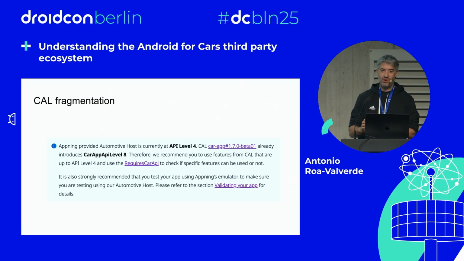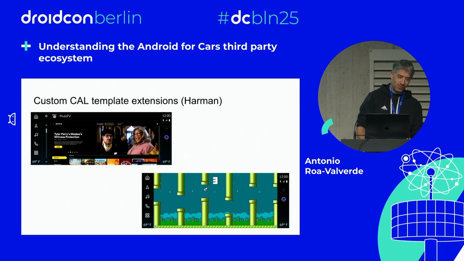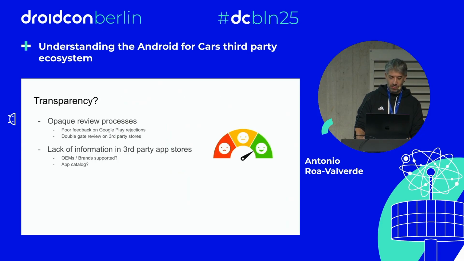So it could be that if you are targeting Google Play and you're publishing your app there, and then you want to move that application to a third-party app store, you will need to degrade some of the APIs that you are using. This is when using templates. Another interesting example of fragmentation is what Harman is doing. They extended this car Android library with their own templates and even components, which allowed them to do stuff like this, like playing games and rendering some videos. Again, this is basically for targeting the Harman App Store, but you cannot submit this to Google Play if you wanted to. And a big problem of all this is basically transparency.